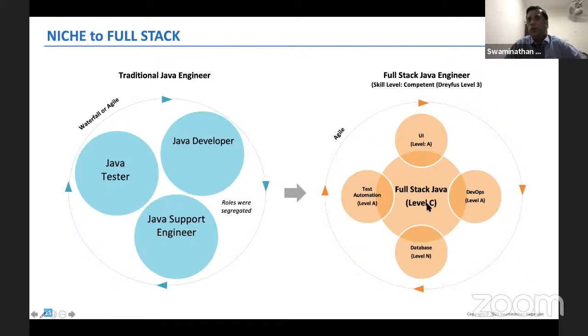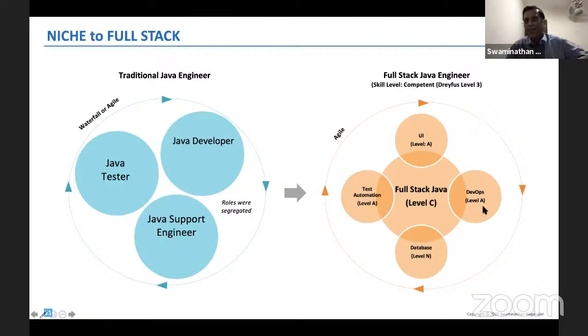So what is level C? I look at a competent Java engineer. As a competent Java engineer, he should be having DevOps at level A. That means he should be proficient in DevOps at advanced beginner. He should have knowledge of user interface at advanced beginner level. He should have test automation at advanced beginner level. He should have database knowledge at a novice level.